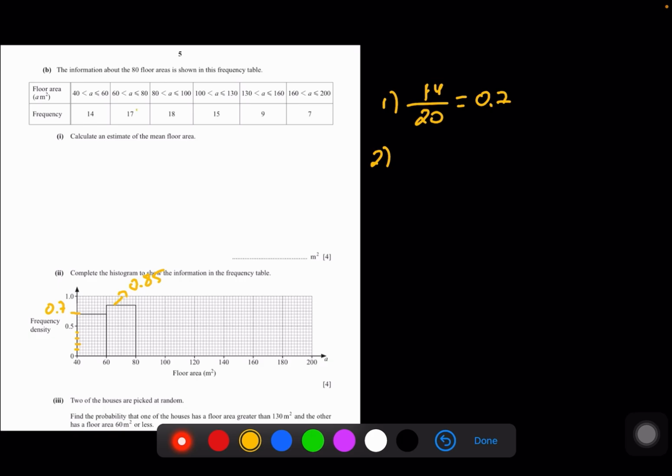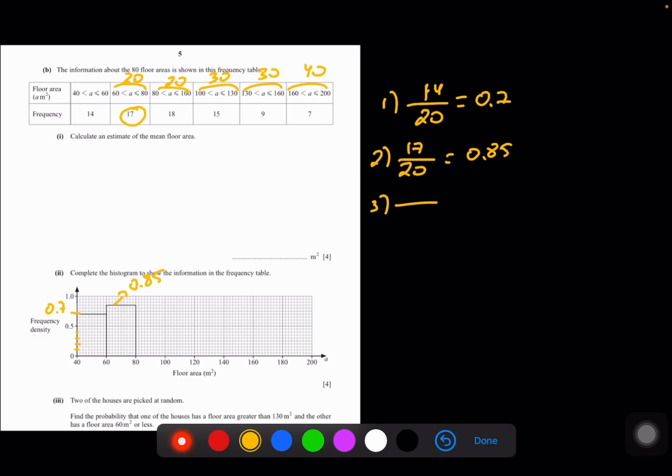Secondly, for 17, we have to find the difference between those two numbers. It's 20 again. 17 divided by 20, we will find 0.85. The formula is this one: we have to divide the frequency by the difference between the interval. And here, again, the difference between these two intervals is 20. This is 30, this is again 30, and this is 40.